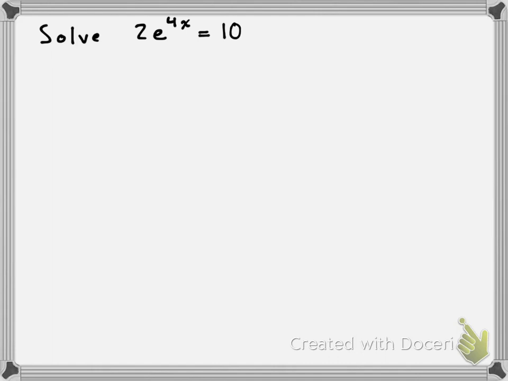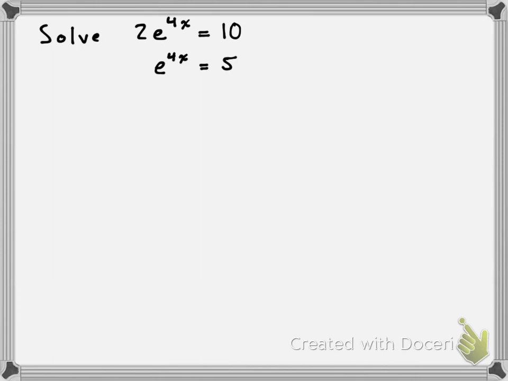So let's say I have this equation, 2 times e to the power of 4x is equal to 10, and I'd like to solve for x. Okay, so the first thing that we would have to do here is take the 2 in front of the e to the power of 4x, and I'd want to divide both sides by that 2. Well, dividing both sides by 2, that's going to give us e to the power of 4x is equal to 5.